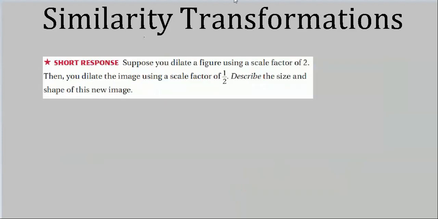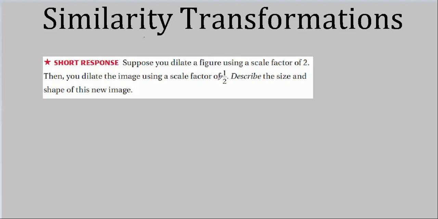Now this one's not bad. The short response question is, if you dilate a figure using a scale factor of 2, and then dilate that image using a scale factor of 1/2, what's the size and shape of the new image? Well, the new image, after these two similarity transformations, is just the original image. Well, that's a short answer, isn't it? But why? Why would that be?